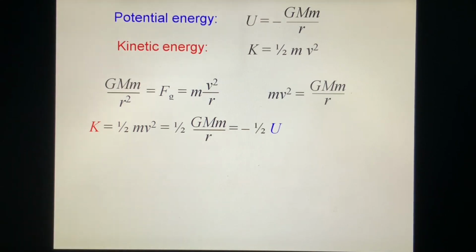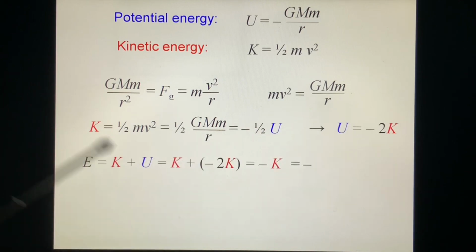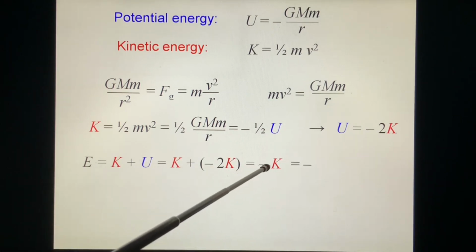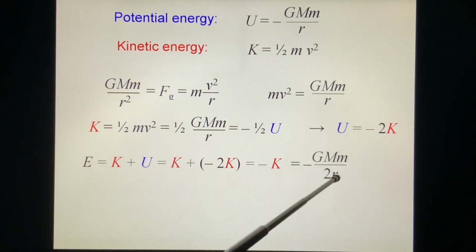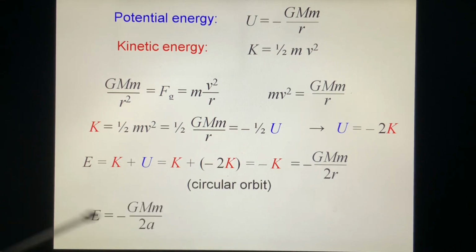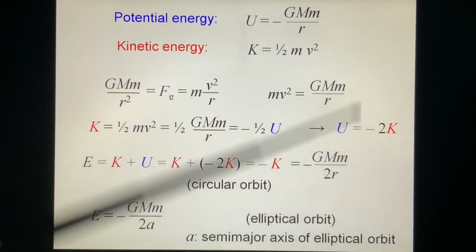This is K, and this is U. How about the mechanical energy? Mechanical energy equals K plus U. We put them together, and you see U is minus 2K. So the total energy equals minus K, also equal to half U. This is a circular orbit. For the elliptical orbit, we use the semi-major axis of the elliptical orbit to replace r.